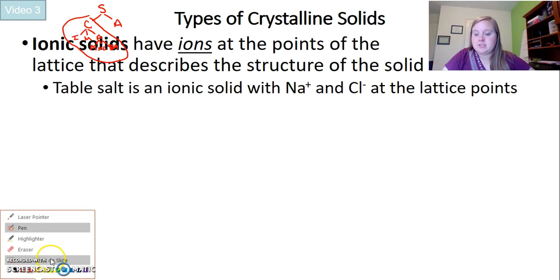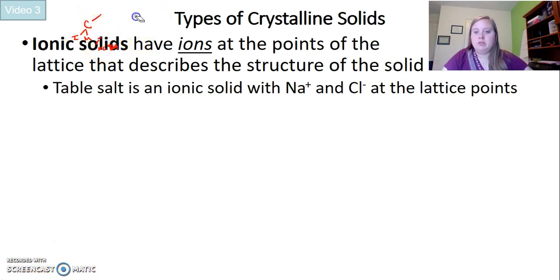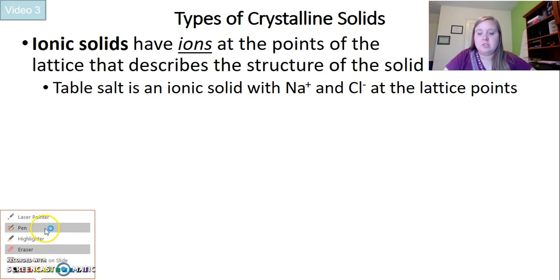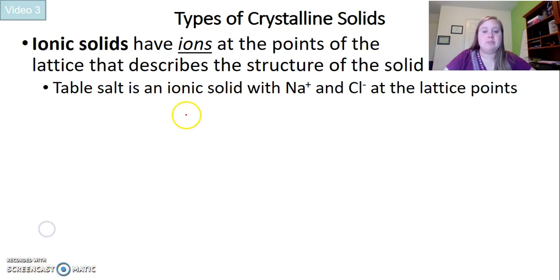An ionic solid is the first one we're going to talk about. Ionic solids have ions at the points of the lattice, and that's what describes the structure of the solid. For example, table salt, sodium chloride, is an ionic solid. At those lattice points, at the little corners of each of the boxes in the previous video that I showed you, are sodium ions or chlorine ions. And that just goes in an organized repeating pattern that creates the lattice of an ionic solid.